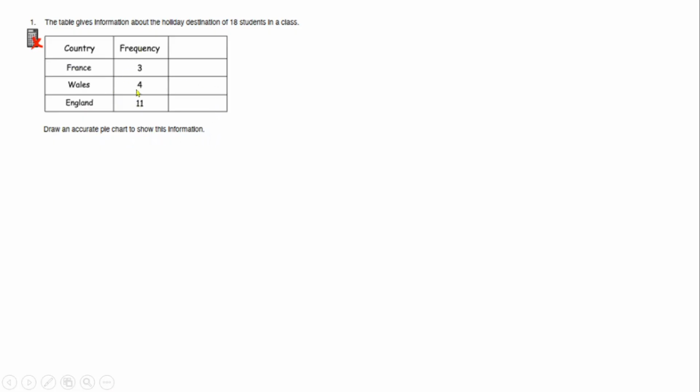We can see that this frequency represents the number of students that went to each of these countries. 3 went to France, Wales 4, and England 11. So the total number of students will be the addition of all these frequencies, and we are told that there are 18. If you add it together, it's going to give us 18. Then the next thing you need to add to this frequency table to be able to draw a pie chart is the sectorial angle. We need to convert this frequency to sectorial angles.